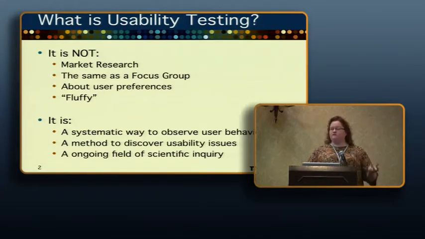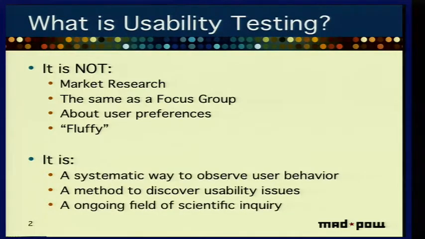So we put the user in front of the product we're testing, whether it be a website, a mobile app, or a physical product, and we watch them actually use it. With that, we learn a lot of the details of what works and what doesn't. So it's a great method to discover usability issues. A lot of times you'll uncover something in usability testing you never thought of. But just by having an actual user use it, you can see these things, learn them early, and modify your design. It's also an ongoing field of scientific inquiry.